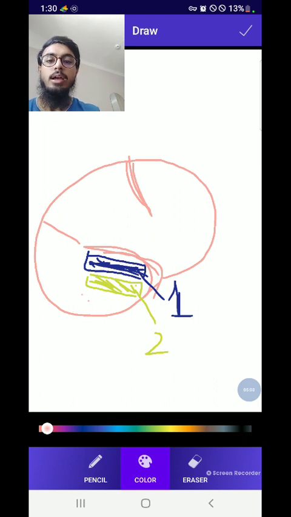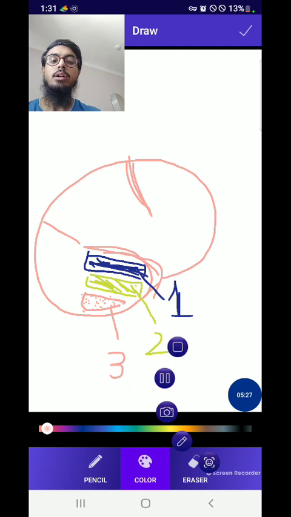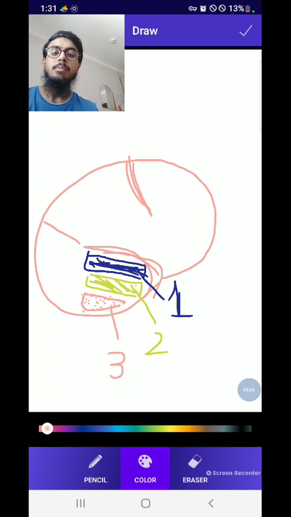The third one I draw in this color, in a dotted form, because this is the lateral view of the brain, so we cannot see this area from the lateral view. This third area, which I highlighted in dotted form, number 3, I cannot draw in lines. So guys, this third one is the primary olfactory cortex and association cortex. These are the areas.